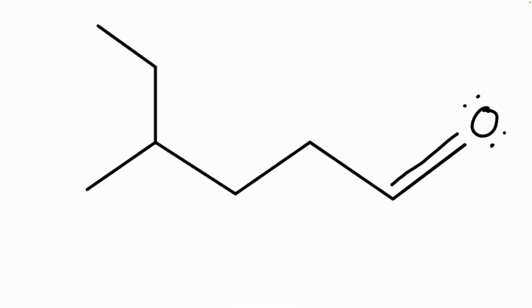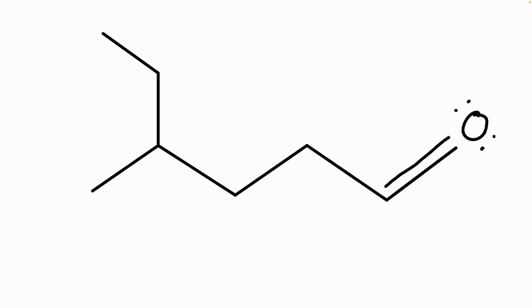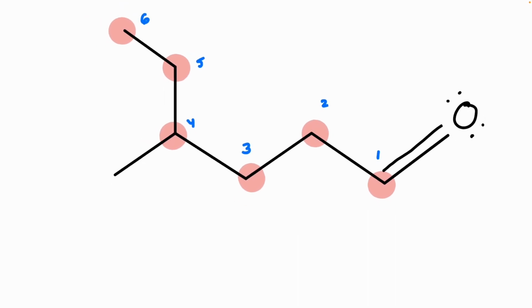All right, this next one, finding our parent chain. 1, 2, 3, 4, 5, 6. We need the longest continuous set of carbons. So 1, 2, 3, 4, 5, 6. That methyl group is on carbon 4. So 4-methyl. Again, the 1 for the aldehyde group is implied, so this is just hexanal.